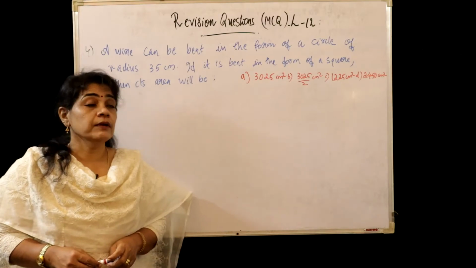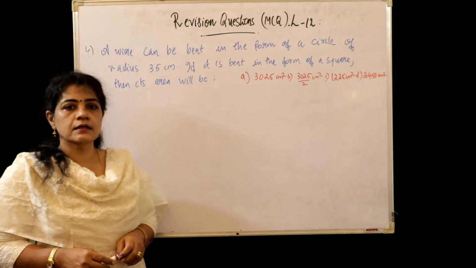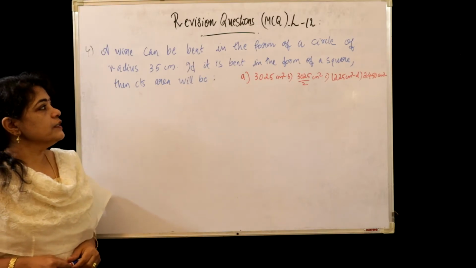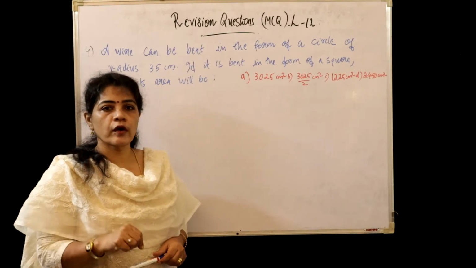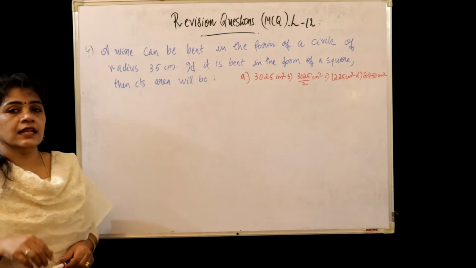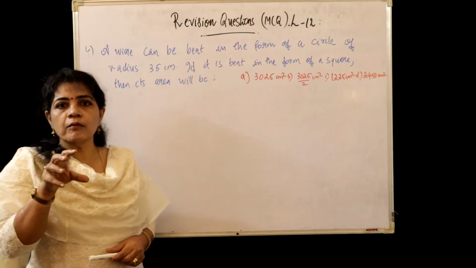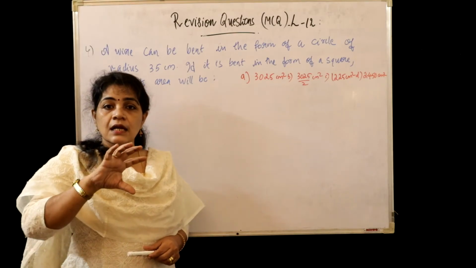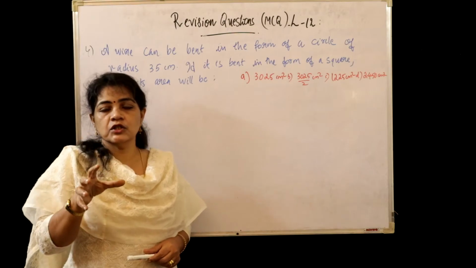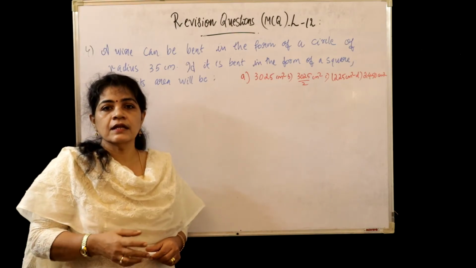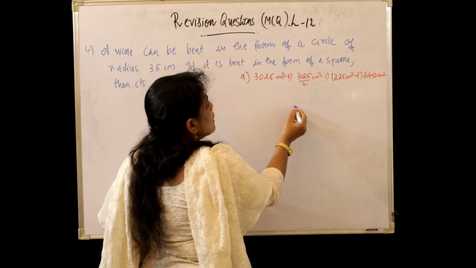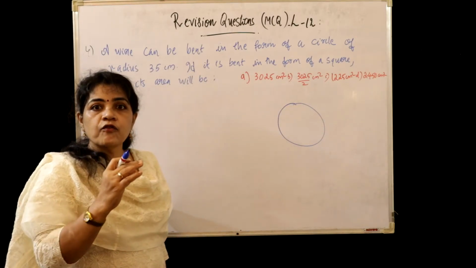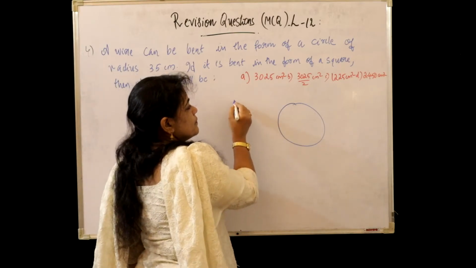A wire can be bent in the form of a circle of radius 35 centimeter. If it is bent in the form of a square, then its area will be. That means we are forming a square from a circle. That wire can be bent into a square. That means the wire is in the form of a circle, and we are forming a square.